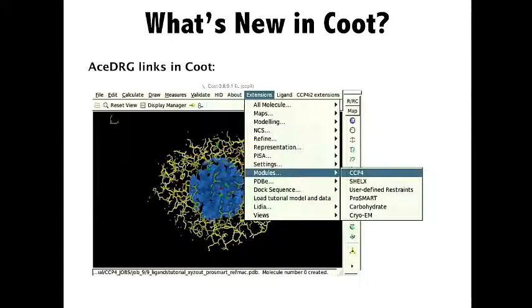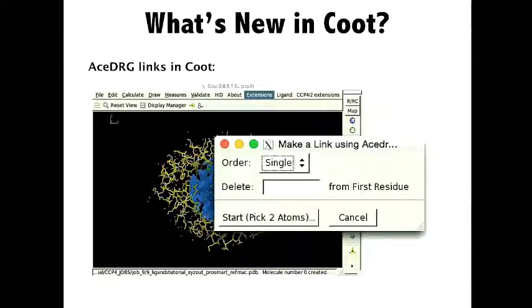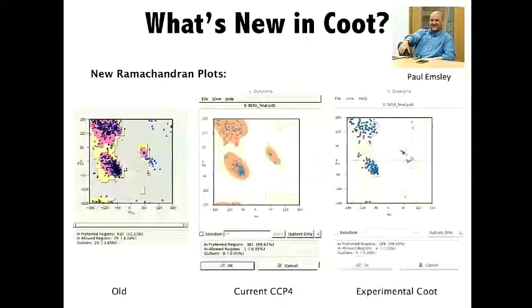So these AceDRG links can actually be automatically created in Coot. If you go into the extensions menu, modules, click on CCP4, you will get a new tab pop up at the top. And you'll see that there is a make link using AceDRG option, in which case you can click on two atoms and hopefully it will just automatically create this link record for you, and then that should propagate through your jobs. And so let's move on now to what else is new in Coot.